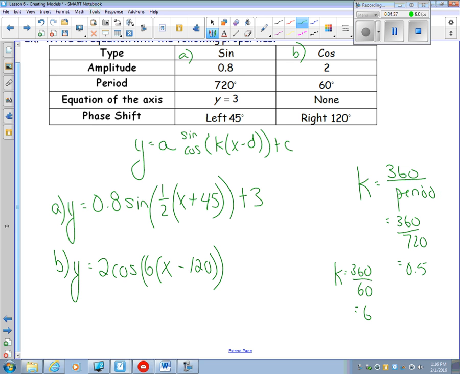So our objective today when we come across things is basically to make this table, right? We want to find the amplitude, the period, the axis, and the phase shift. If we can identify those four things, we can fill them in pretty quickly.